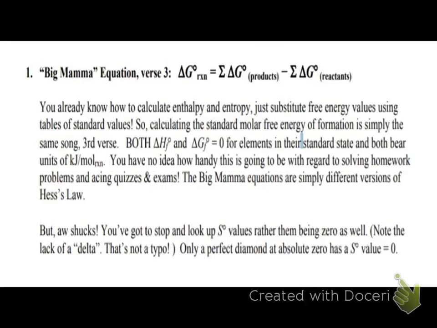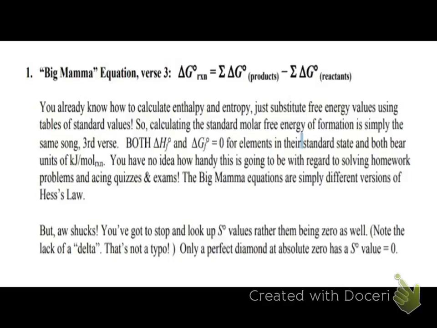Here is the Big Mama verse 3. Delta G of the reaction is equal to the summation of delta G of products minus reactants. So we should have that equation down. You can do it for enthalpy, you can do it for delta G, and you can do it for entropy. Luckily, we knew how to do that very well from enthalpy, so we just changed values, okay?